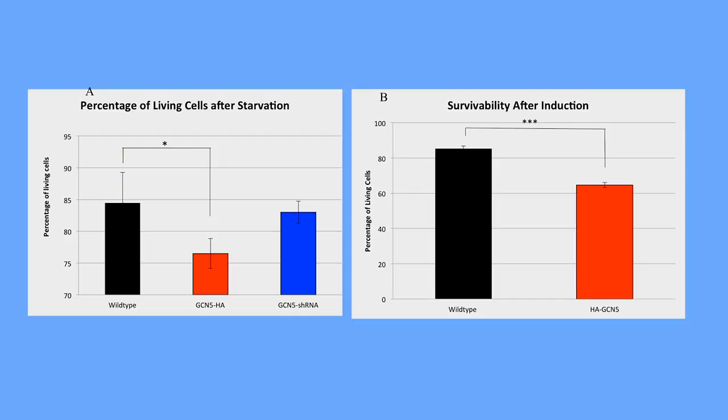And what we found out is that her overexpressions, even when they weren't being induced, and this was uninduced and then induced, still have a phenotype of less survival rate in starvation. And even the knockdown doesn't have much of a phenotype, though.